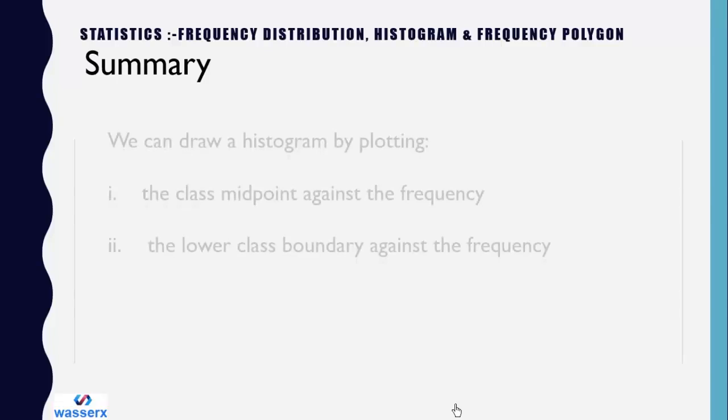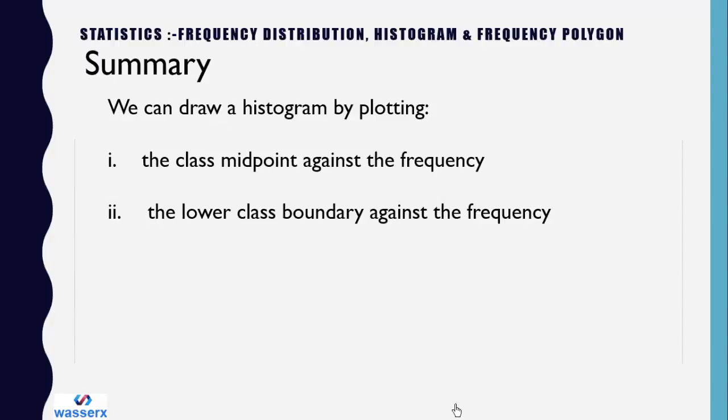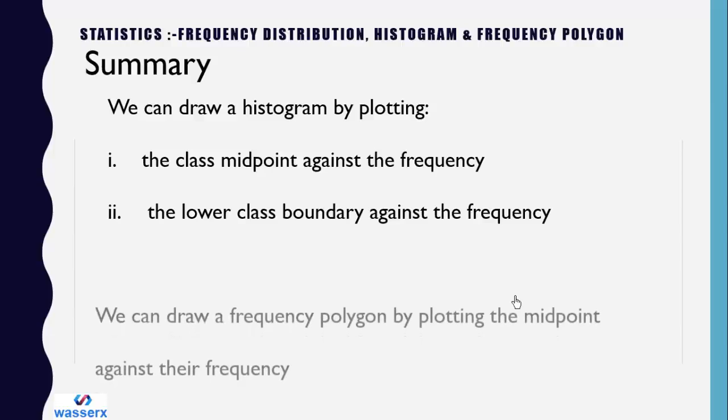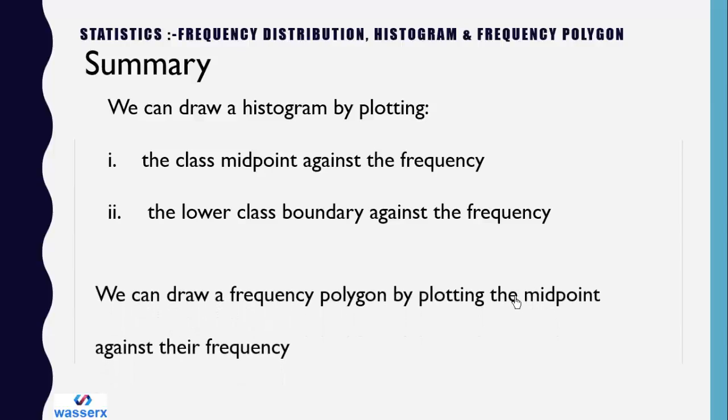In short, we can draw a histogram by plotting the class midpoint against the frequency, or the lower class boundary against the frequency. Then we can also draw a frequency polygon by plotting the midpoint against their frequency. So we follow almost the same procedure in drawing the frequency polygon as in drawing the histogram. But it is not a necessity that you should draw a histogram before you can draw a frequency polygon.